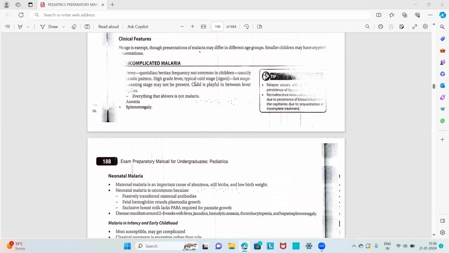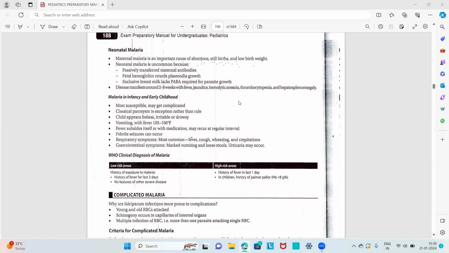Then about the clinical features, no age is exempt. The presentation of malaria may differ in different age groups, and smaller children may have atypical presentations. In uncomplicated malaria, fever of quotidian or tertian frequency is not common in children. Usually it is high-grade fever, with typical cold stage rigors, followed by the hot stage; the sweating stage may not be present. The child is playful in between the fever spikes. Everything that shivers is not malaria. Also, in uncomplicated malaria there will be anemia and splenomegaly.